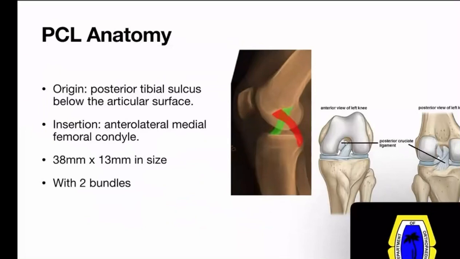Size is 38 by 13. The size of ACL is 33 by 11, with two bundles also. So sa ACL, anteromedial and posterolateral. Sa PCL, the bundle is anterolateral and posteromedial. No? The stronger of the two is the anterolateral bundle.